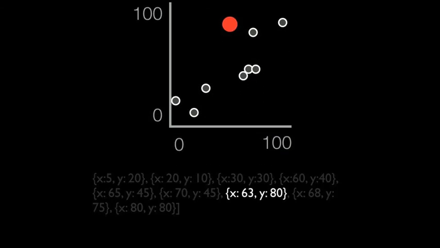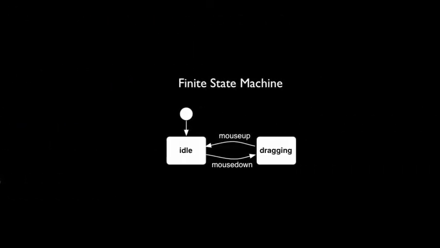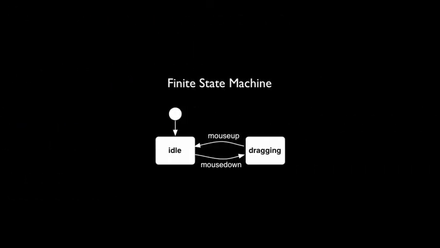So now, the underlying model actually has to have its value constrained to the position of the point on the graph. Or to put it another way, now the data has to flow down from the graph to the model. This is where the finite-state machines come in. Here, every point has two states, idle and dragging.